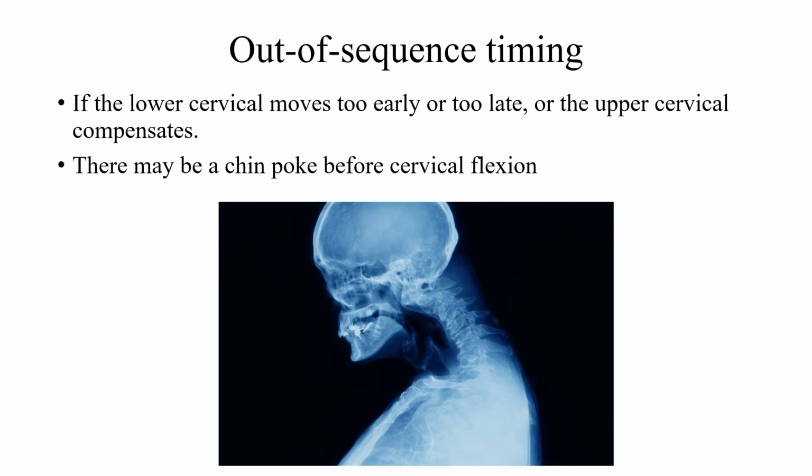When we see that the lower cervical spine is moving too early or too late in the range, or the upper cervical spine is overcompensating for the range, that tells us that there is out of sequence timing. We had discussed previously that in flexion and extension it should start from lower, then go to upper, and likewise in rotation and lateral flexion it starts from upper, then goes to lower. But if there is a mismatch in the sequence, it is called out of sequence timing. Sometimes when a person is asked to do cervical flexion, they might do a chin poke, like in the X-ray that is shown. There may be a chin poke before there is a cervical flexion. So all these things are good examples of out of sequence timing.